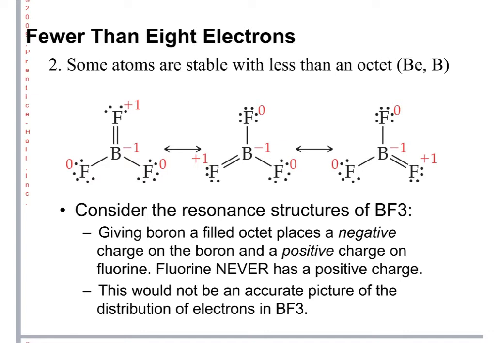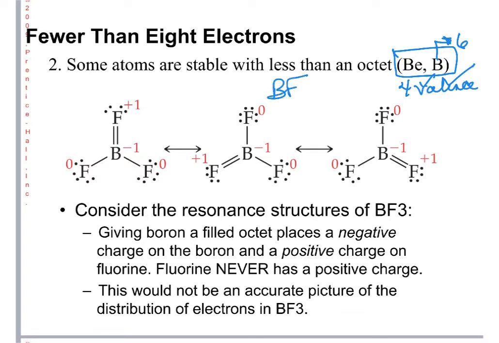All right. As I said, there are some elements that will hold more than 8 valence electrons. There are some that are quite stable with less than 8 electrons. The most common, the ones that I want you to be aware of at this point, are beryllium and boron. Beryllium is content, believe it or not, with only a total of 4 valence electrons, and boron is stable with only 6 valence electrons.